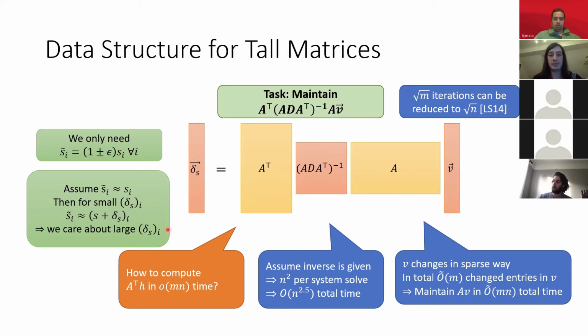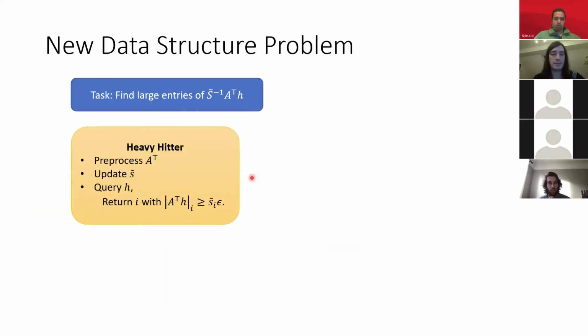So in the end, what happens is the product with A transpose, we don't have to compute this entire product of a vector with this A transpose. We just care about the large entries of this product. And that motivates a new data structure problem. So the task now is we want to find basically A transpose times some vector, all the entries that are larger than some value epsilon times S, because it kind of needs to be multiplicative approximation of S. So how large the value is needs to be relative to the size of S.